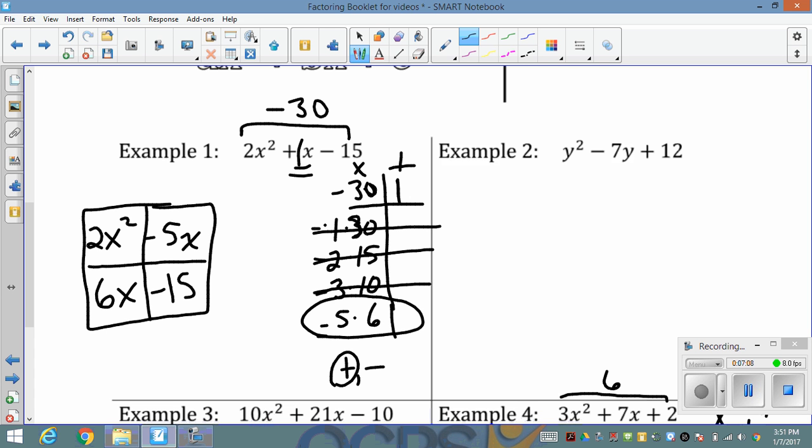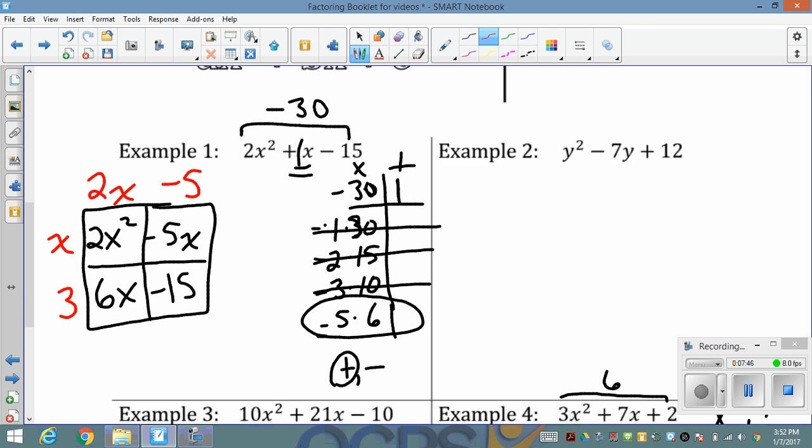Now what I have in the box is equivalent to my trinomial here. It's the same as that 2x squared plus 1x minus 15. So at this point, I can pull out the GCF of each row and each column. The first row just has an x in common. The first column has a 2 and an x. The second column has a negative 5. Since they're both negative, we're going to call it a negative there. And then the second row just has a 3.